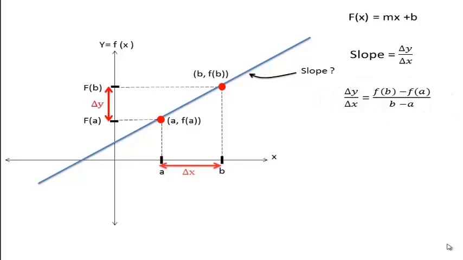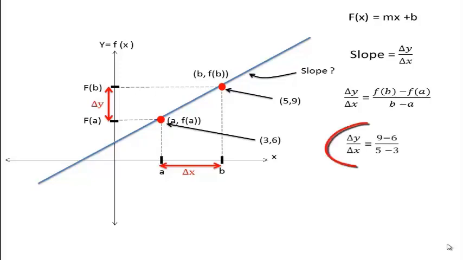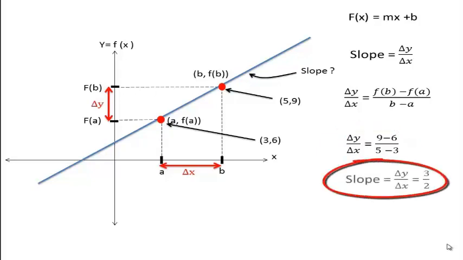If I assume that the coordinates of point A are 3 and 6 and the coordinates of point B are 5 and 9, then the slope of this line will be delta y divided by delta x equals 9 minus 6, divided by 5 minus 3, so the slope is delta y over delta x equals 3 divided by 2.